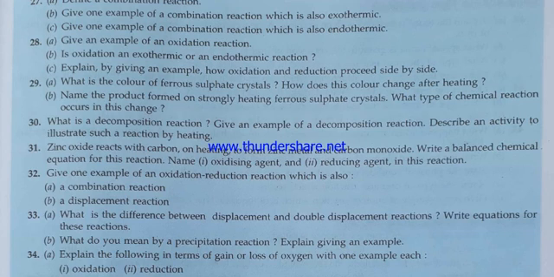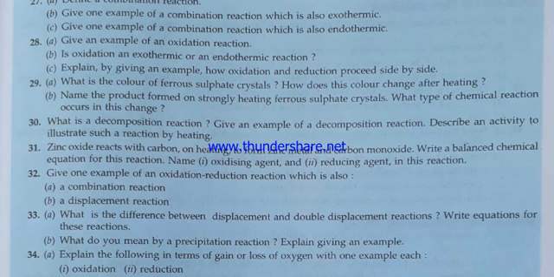Zinc oxide reacts with carbon on heating to form zinc metal and carbon monoxide. That is ZnO plus C will form Zn plus CO2. Very easy, no balancing required. Name the oxidizing agent and reducing agent. Zinc oxide is the oxidizing agent.